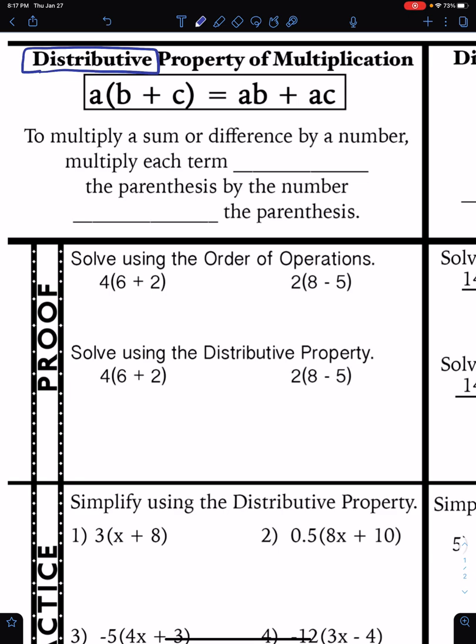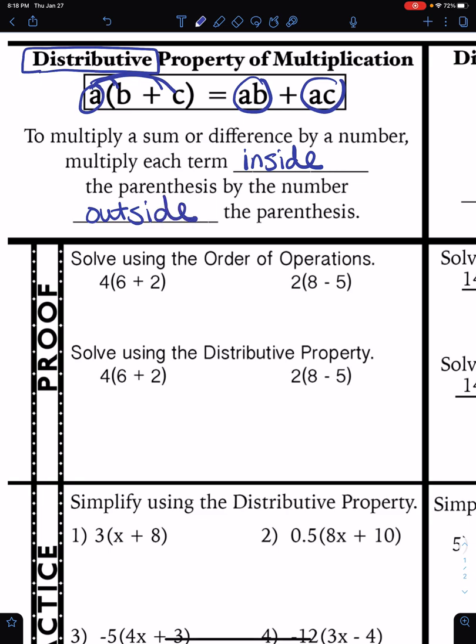So in math, it means that if we have a number sitting outside parentheses, and we know that if there's not a symbol there, it means multiply, we're going to take that number and multiply it by each thing in parentheses. So that would be like A times B plus A times C, because we're multiplying the A times the B and the A times the C. So in words, it means this: to multiply a sum or difference by a number, you're going to multiply each term inside parentheses by the number that's outside parentheses.